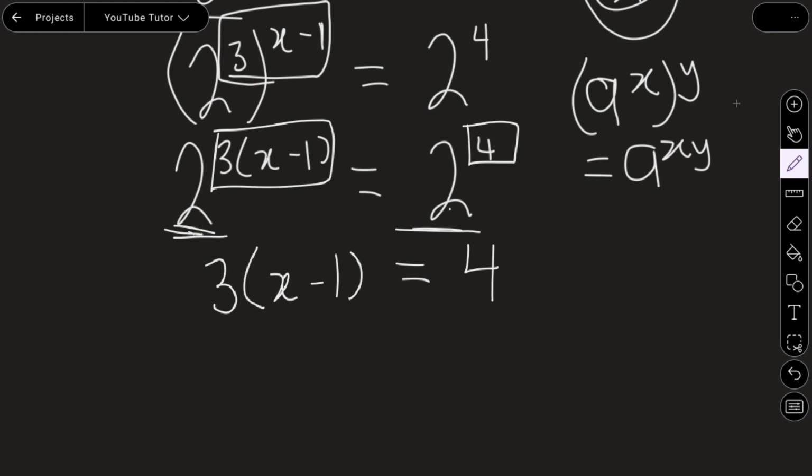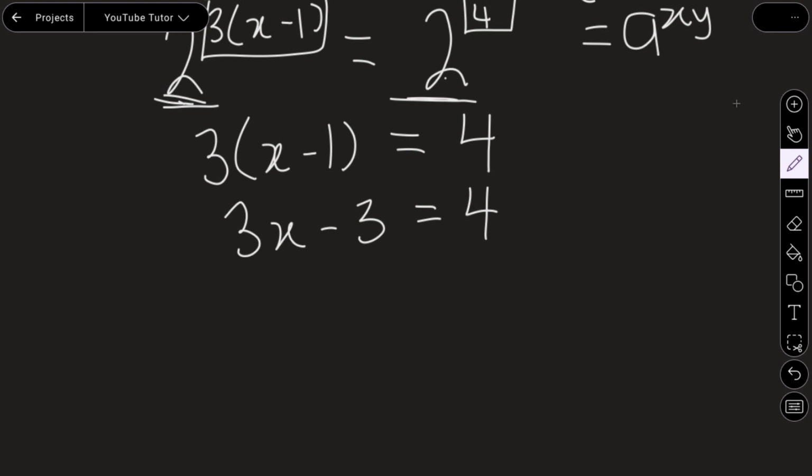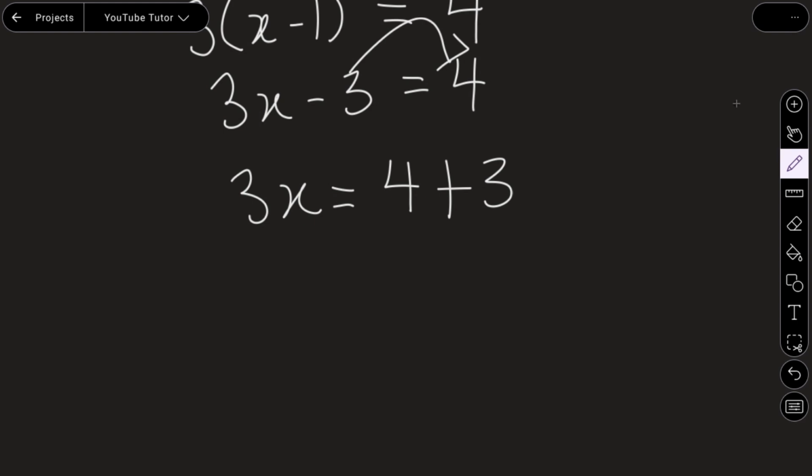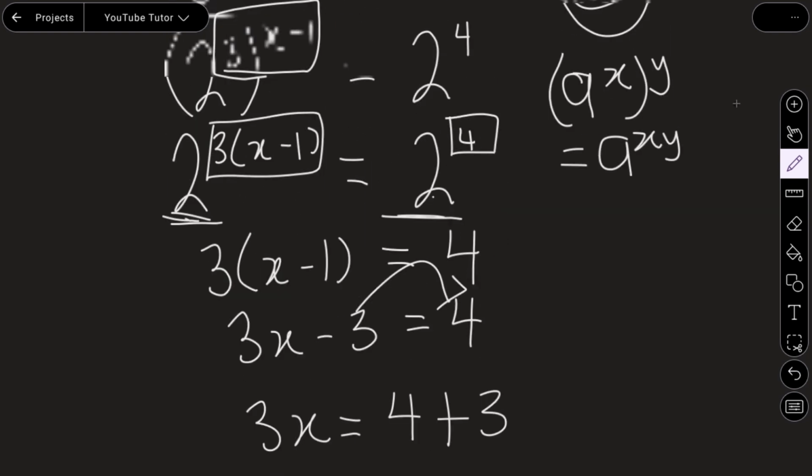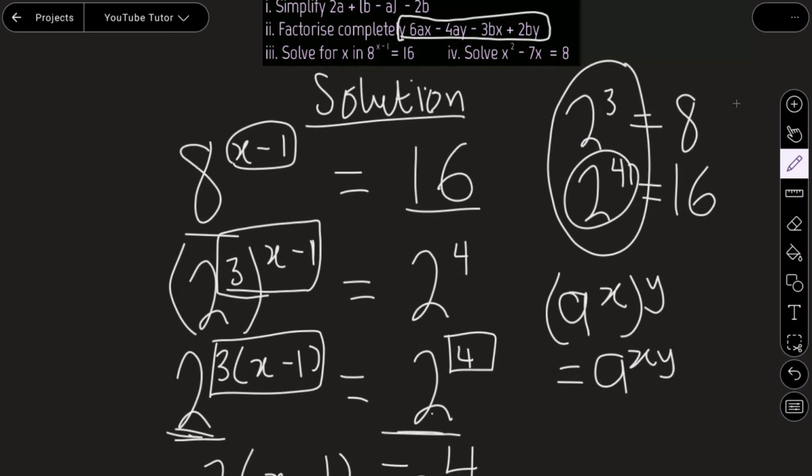Now we have 3x minus 3 is equal to 4. 3x is equal to 4, and you move 3 here, plus 3. Now what do we have? We have 3x is equal to 7. We divide through both sides by 3, and now x gives us 7 over 3, which is an improper fraction, so we can change it to a mixed fraction, 2 whole number 1 over 3. So that is the answer for this question. Okay, so we can also clear this as well.